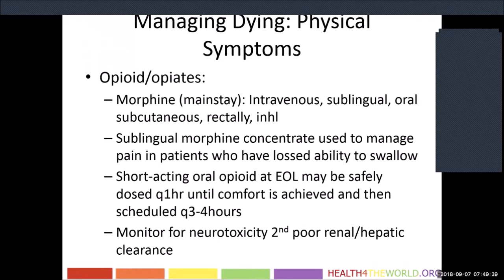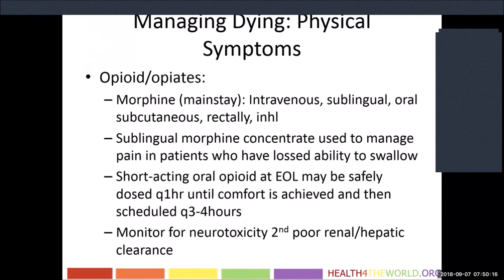If you give sublingual morphine, the onset of action is probably going to be as good as it's going to be in 30 minutes to an hour. If you give an oral tablet, it's going to be as good as it's going to be in an hour. If you're giving it IV or sub-Q, about 15 minutes. Short-acting oral opiates at the end of life can be safely dosed every 1 hour because it's going to reach its peak effect in an hour. So if it's not working in an hour, then it's probably not going to work after then. And you can dose it every 1 hour just until comfort is achieved. So once you see your person relax, you don't need to give any more. Then you take the dose that you're giving and space it out every 3 to 4 hours.